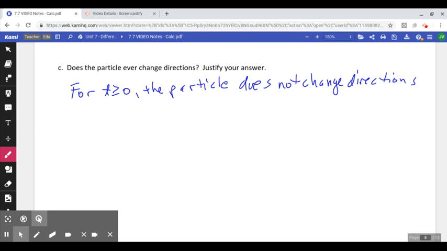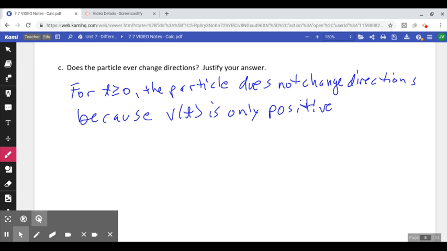We want to justify the response, so we'll write because v of t is only positive. Then we could say over, or for all t, t is greater than or equal to 0. Over t greater than or equal to 0. And that would be about it.